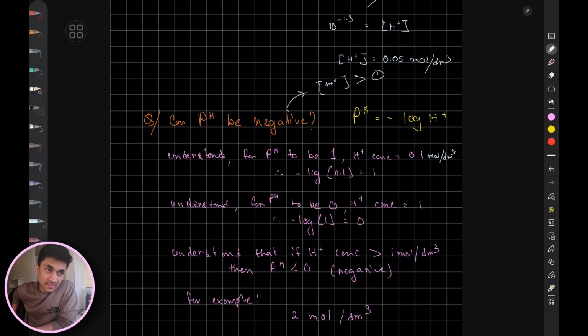So in essence, your concentration of H plus can be more than 0.1 mole per dm cube as well, obviously, but usually you don't see that, which is why we see the range between 1 and 14.